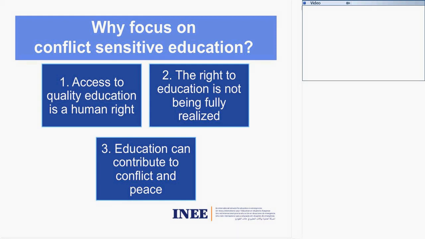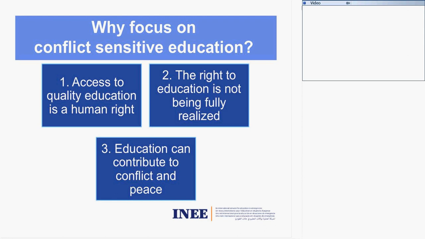Conflict-sensitive education is really important at this time. There's been plenty of documentation recently about the two faces of education, meaning that education can contribute to conflict and it can also contribute to peace. And we education actors in conflict-affected and fragile countries need to be aware of this bidirectional relationship, doing our own due diligence to ensure that the education programs we support do not contribute to conflict.